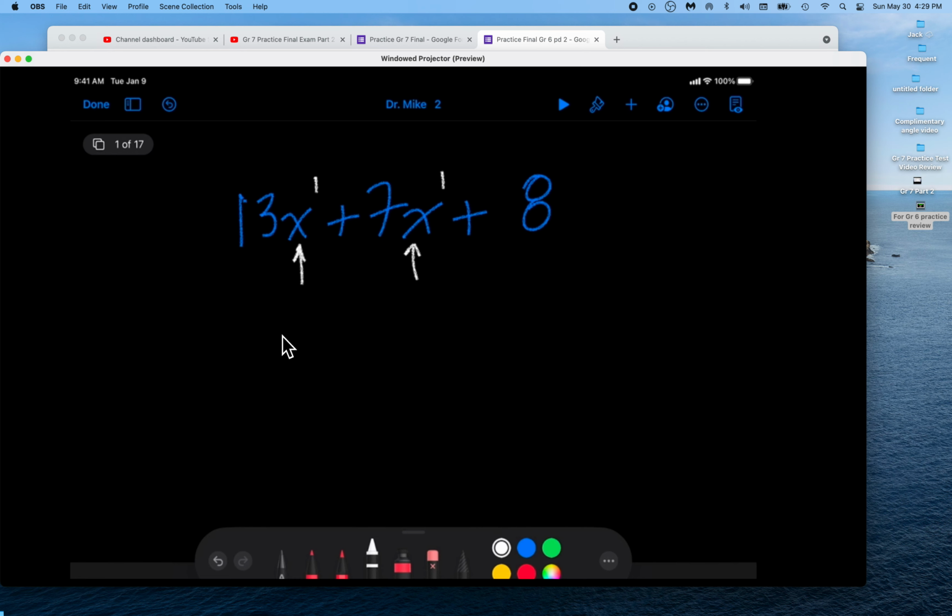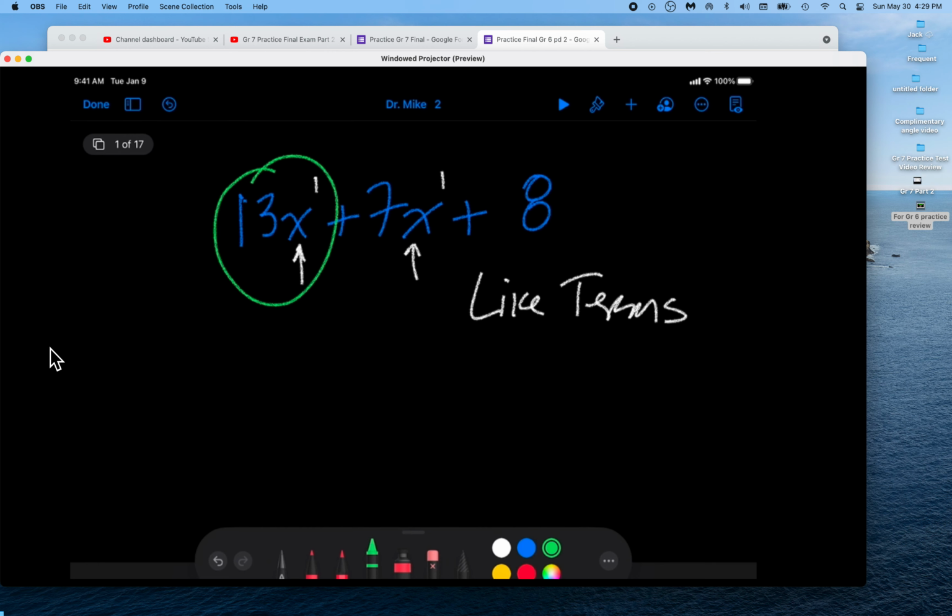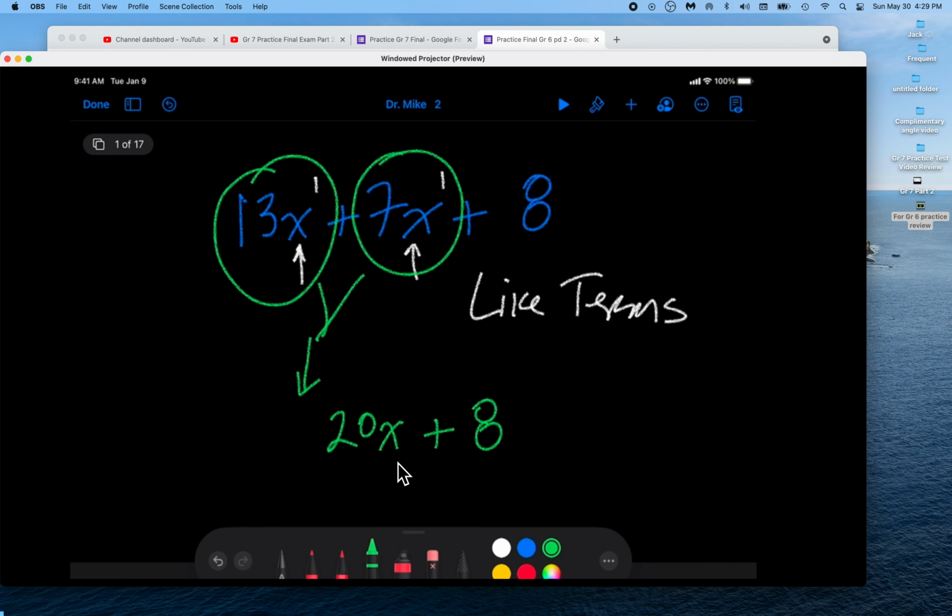So now you may be saying to yourself, okay, what's the big deal if they're like terms? Well, here's the reason why it's a big deal. Because when you have like terms, you can combine them. So the fact that 13x and 7x are like terms means you can combine them and you can get 20x. Now you can't combine the 20x with the 8 because they are not like terms. This is like having 20 oranges plus 8 chickens.